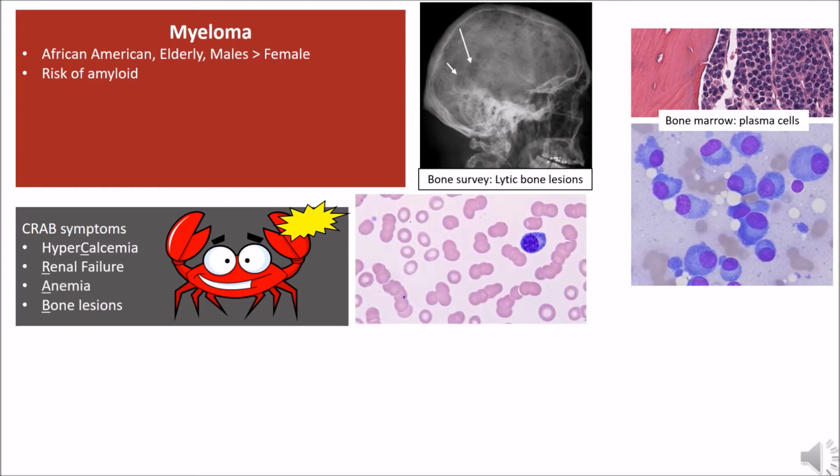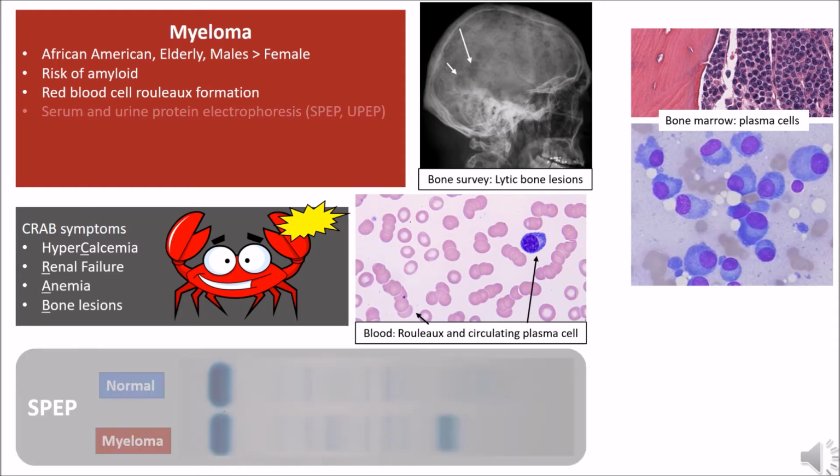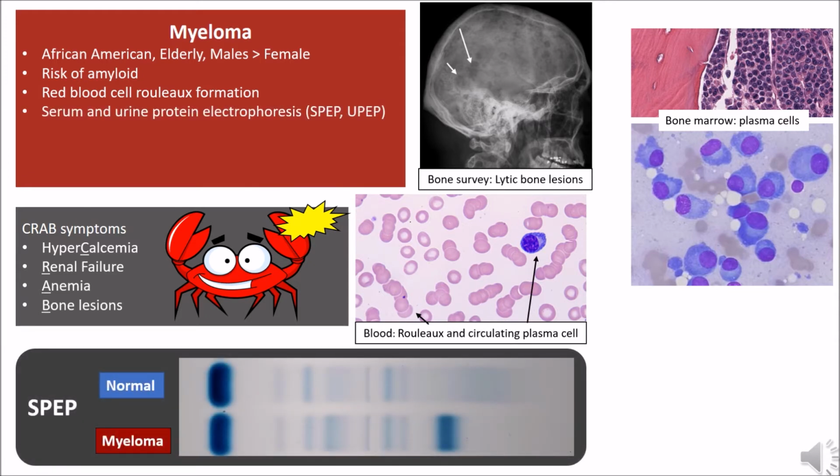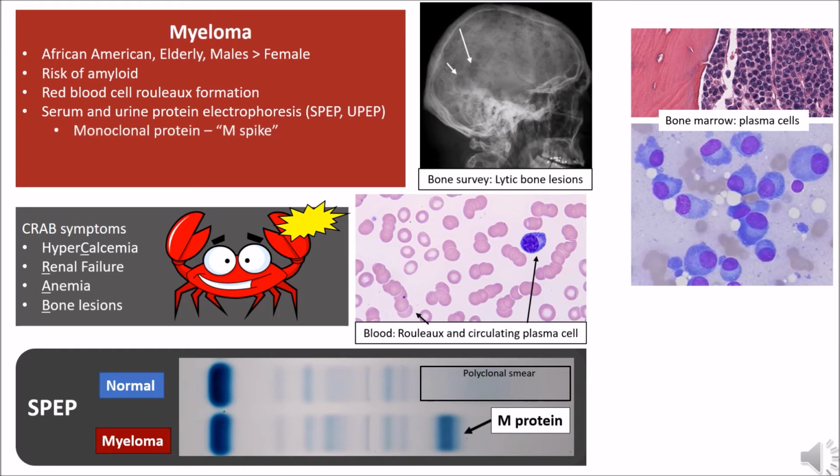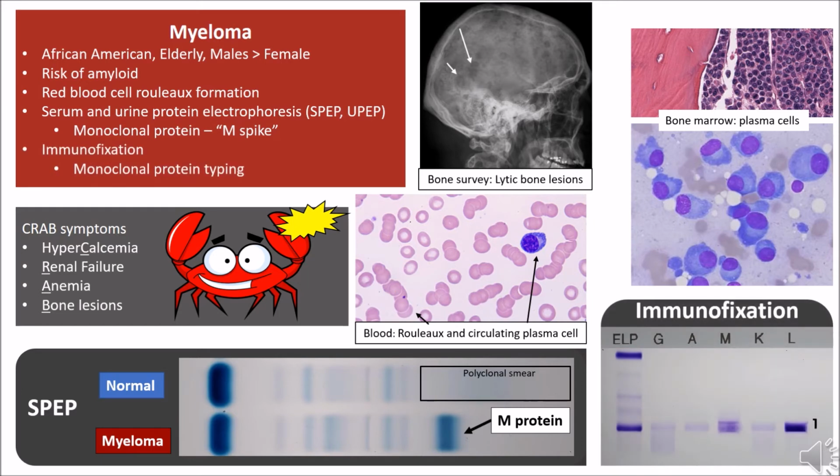Peripheral blood smears may show long chains of stacked red blood cells, termed rouleaux formation, and sometimes circulating plasma cells, pictured here. Serum protein electrophoresis, SPEP, in normal patients shows a smearing pattern of polyclonal immunoglobulins. In myeloma, the monoclonal protein creates a distinct band on SPEP, abbreviated M protein. Immunofixation is a technique to determine the type of immunoglobulin and the light chain class secreted. In this case, a band is seen at IgM and lambda, indicating secretion of a monoclonal IgM lambda immunoglobulin protein.